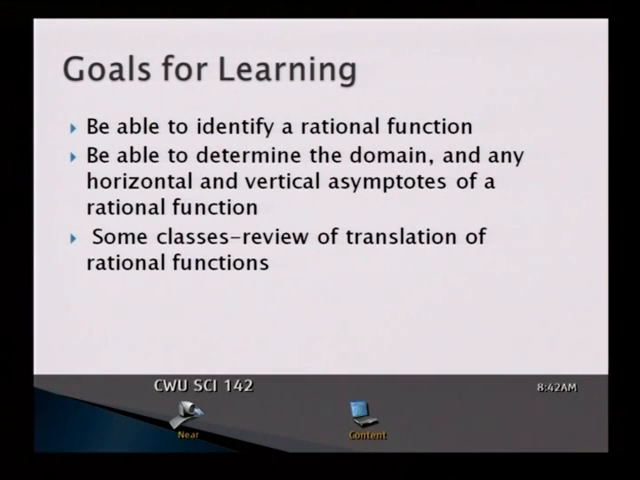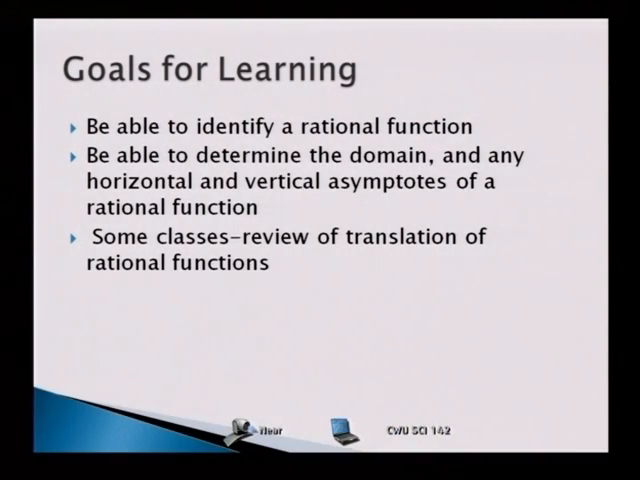What are we going to learn today? First off, we're going to be able to say what a rational function is. Second, be able to determine the domain and the horizontal and vertical asymptotes of a rational function. If you don't remember what those are, we will review them real quick. And for some classes, we're going to review the translation of a rational function based off the most generic rational function we can find. As you can probably notice, there are some themes going on again, as we've been talking about in this chapter: domain, and range and how that has to do with asymptotes.